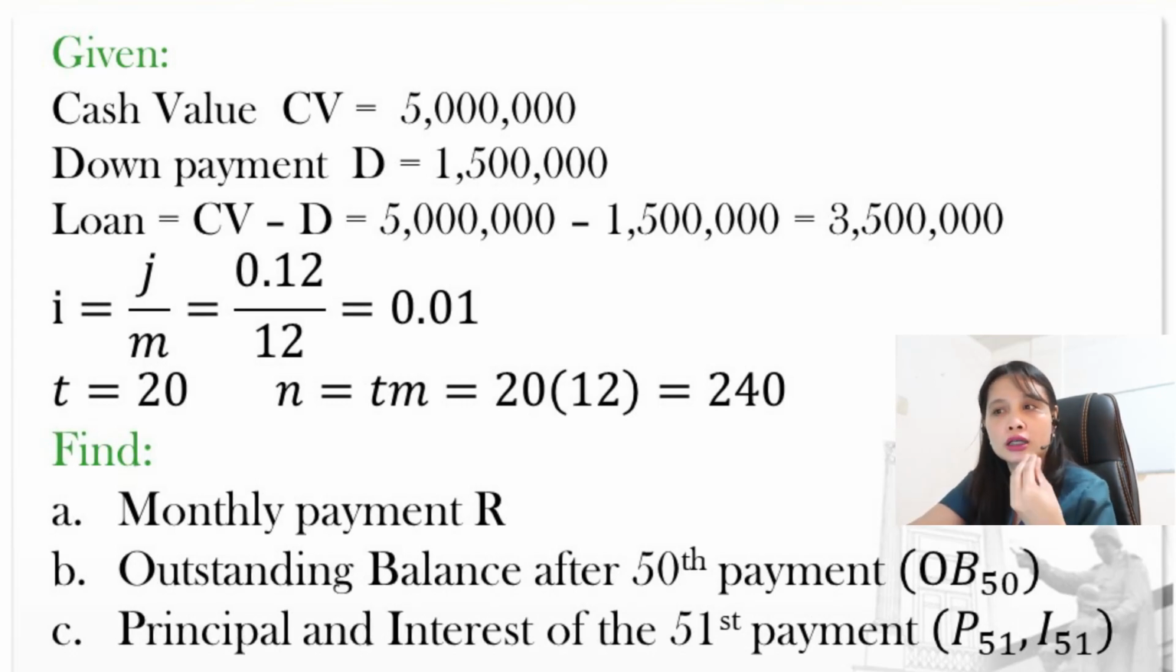Okay, periodic rate, that would be R over M. So you have 0.12 divided by 12. So your periodic rate is 0.01. Time, which is 20. So to solve for the number of periods or terms, that would be time multiplied by M. So you do have 20 times 12. So you do have 240 terms or 240 periods. So these are the given in the previous problem.